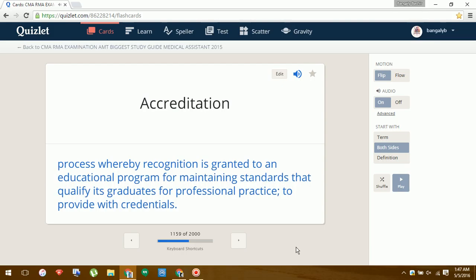Accreditation. Process whereby recognition is granted to an educational program for maintaining standards that qualify its graduates for professional practice, to provide with credentials.